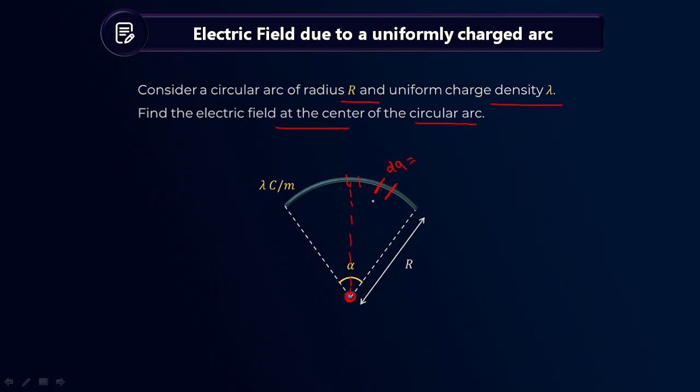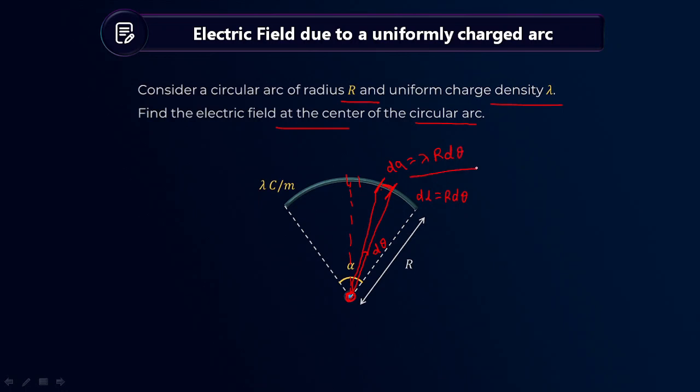Let us say this small element subtends an angle of d theta at the center. So the angle subtended by this is d theta. What I did is I have taken one small element, and it subtends angle d theta at the center. So dq will be how much? This length, can I say this length dl will be equal to r d theta? Yes or no? So can I write dq will be equal to lambda times dl, and dl is nothing but r d theta.